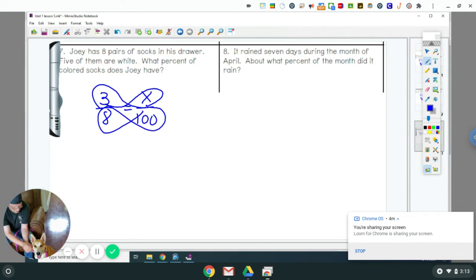So x times 8 is 8x, and 3 times 100 is 300. So we're going to divide the left by 8, divide the right by 8. Cancel it out. And then 300 divided by 8 should come out to 37.5%.